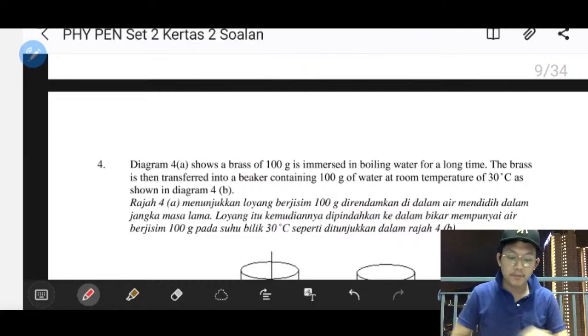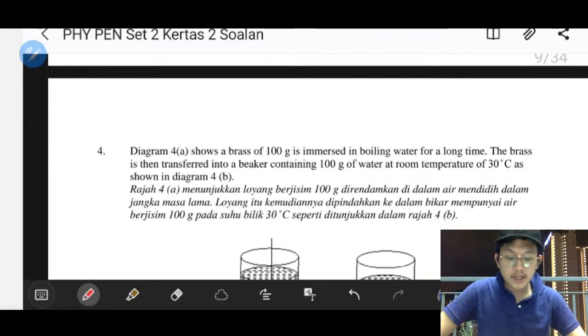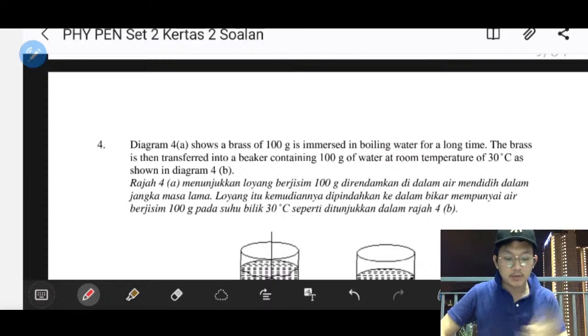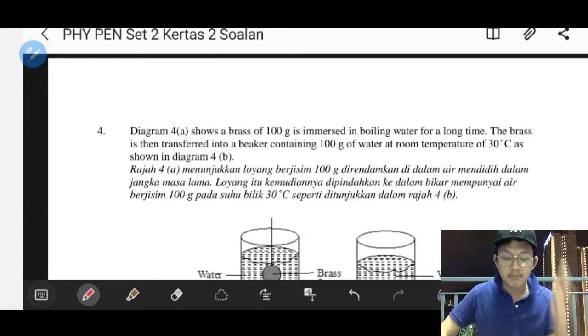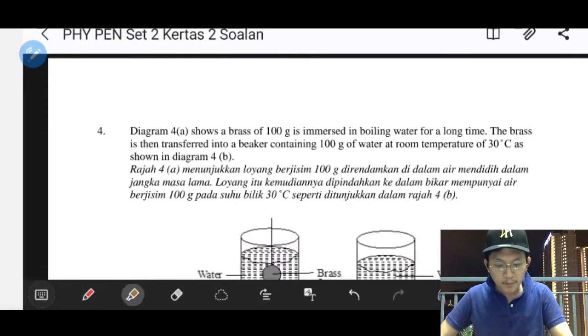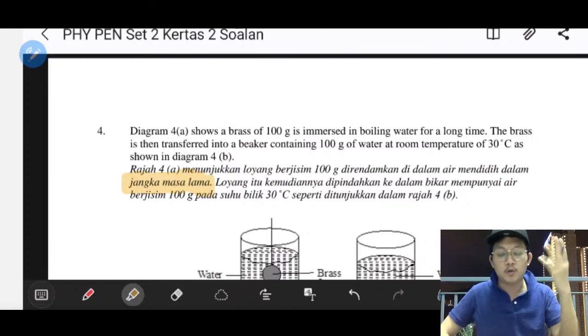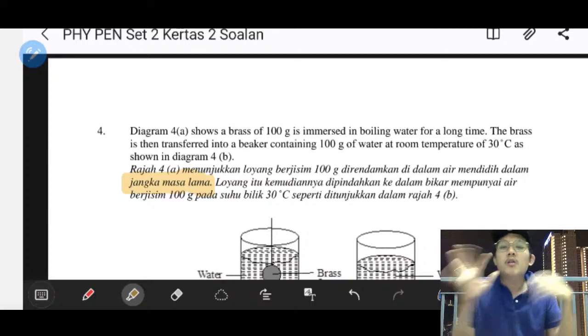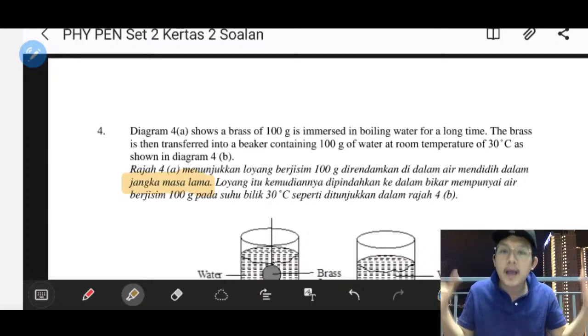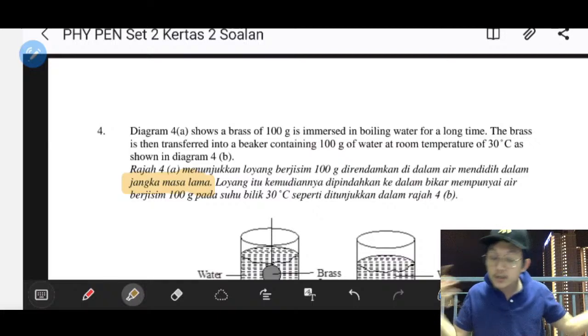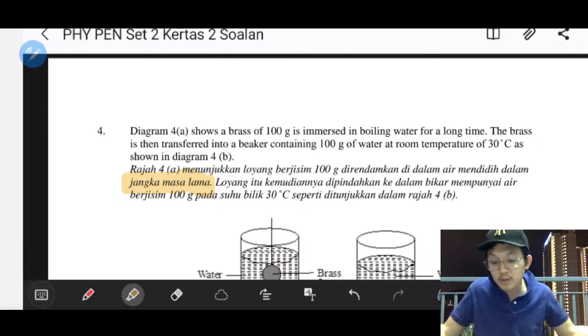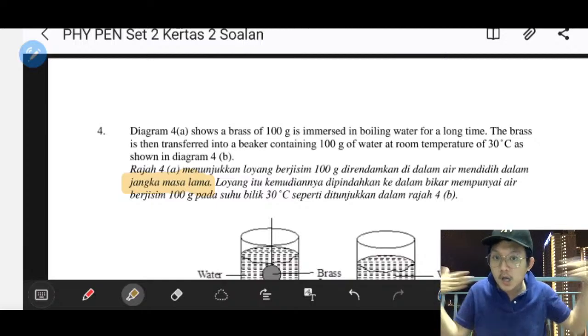We are at question 4. Okay. Raja 4E menunjukkan loyang berjisim 100 gram direndamkan dari dalam air mendidih dalam jangka masa yang lama. What it means by jangka masa yang lama, for a long period of time, is dia beri chance pada kedua-dua bahan ini interact a little bit and each other have a transfer heat to each other for a long time. So in the end, both of this temperature will be the same.